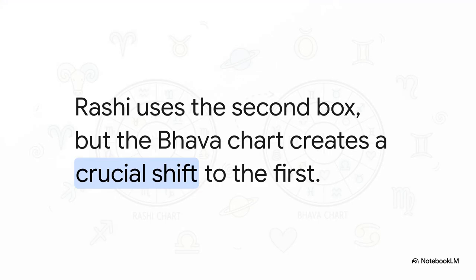And you can see how this creates a dramatic shift that can completely upend a reading. A simple, off-the-shelf commercial software program is going to place that Taurus planet neatly in the second Rashi sign box. But mathematically, in reality, it shifts into the first house in the Bhava chart. If you miss that shift, your entire interpretation of how that planet impacts a person's real life will be completely upside down.